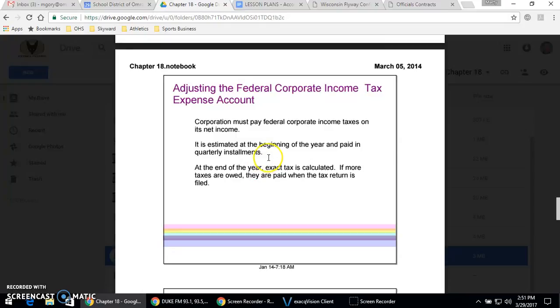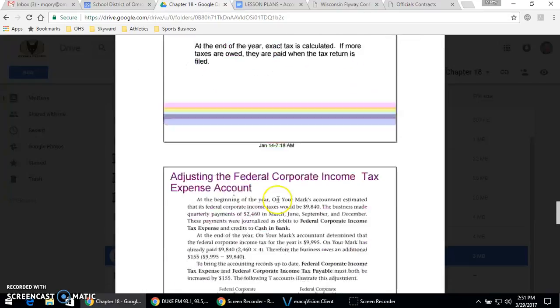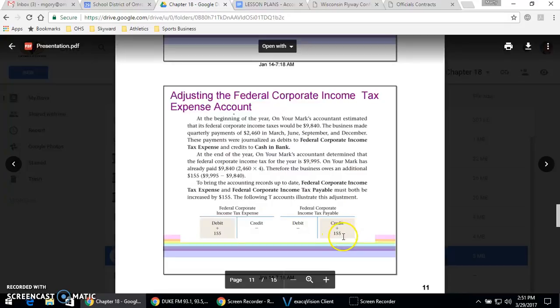So we are guessing at the beginning of the accounting period what we're going to have to pay in federal income tax. Then, once we find out exactly what we have to pay, we have to adjust accordingly. So how are we going to do this? What is this transaction and this adjustment going to look like? All right, so let's take a look at this.